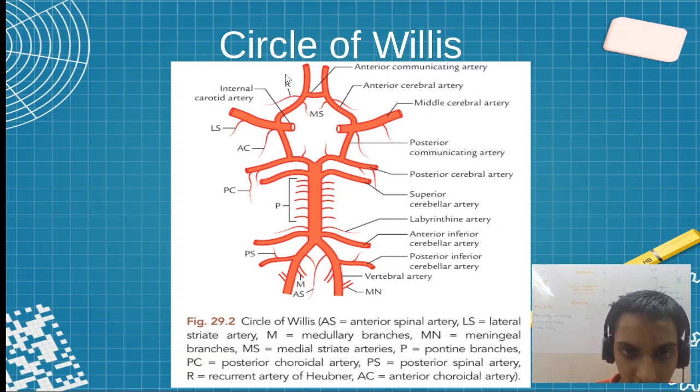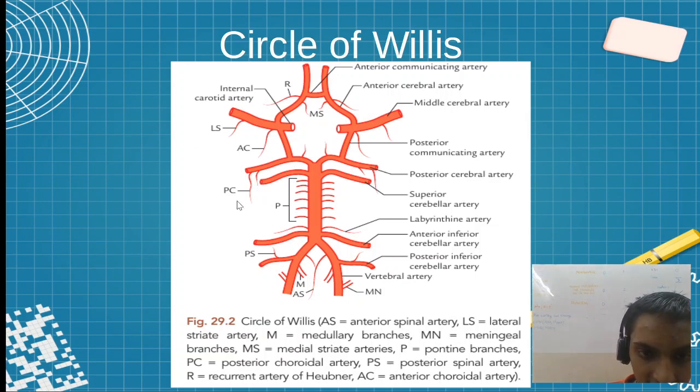This is R, as in the recurrent artery of Heubner. This is MS and LS. MS is medial and lateral striate branches. So remember the difference. Medial striate is from the anterior cerebral. Lateral striate is from the internal carotid artery.